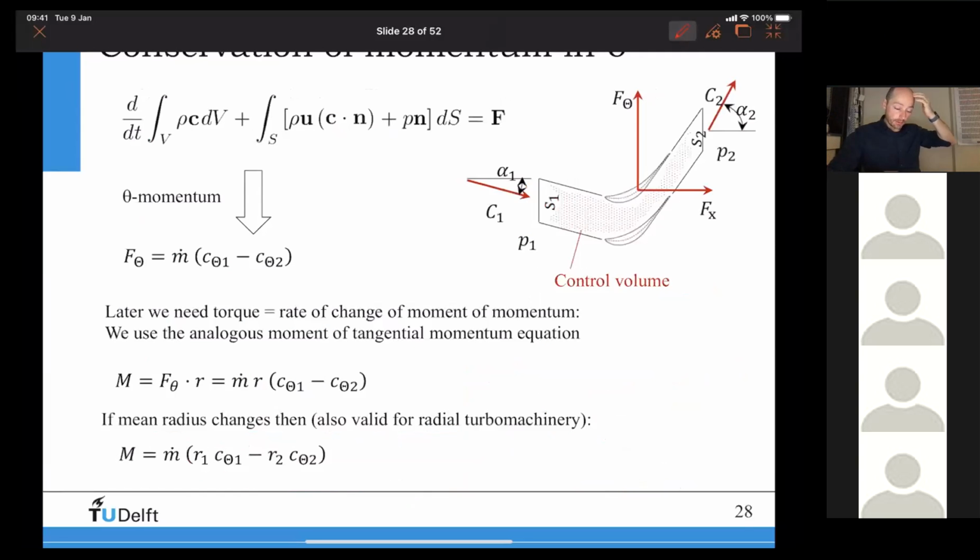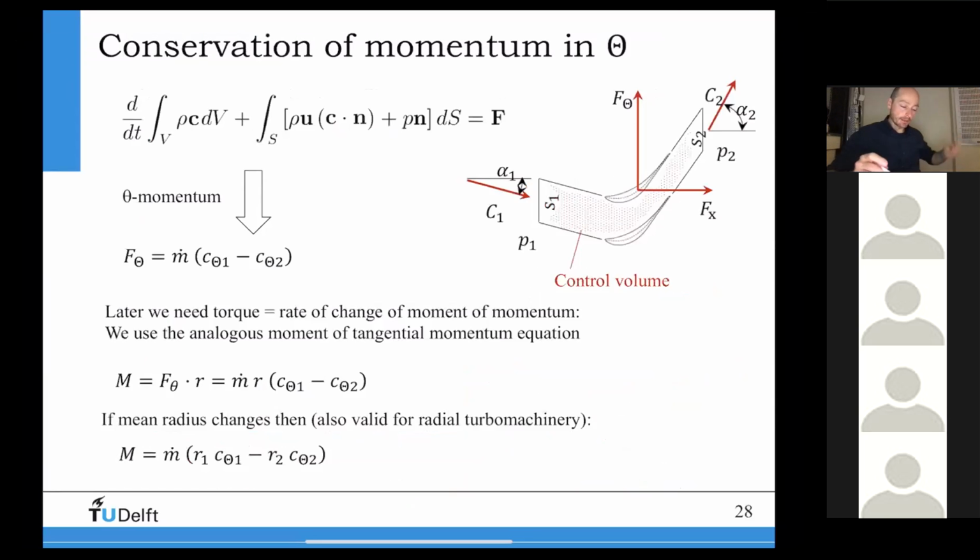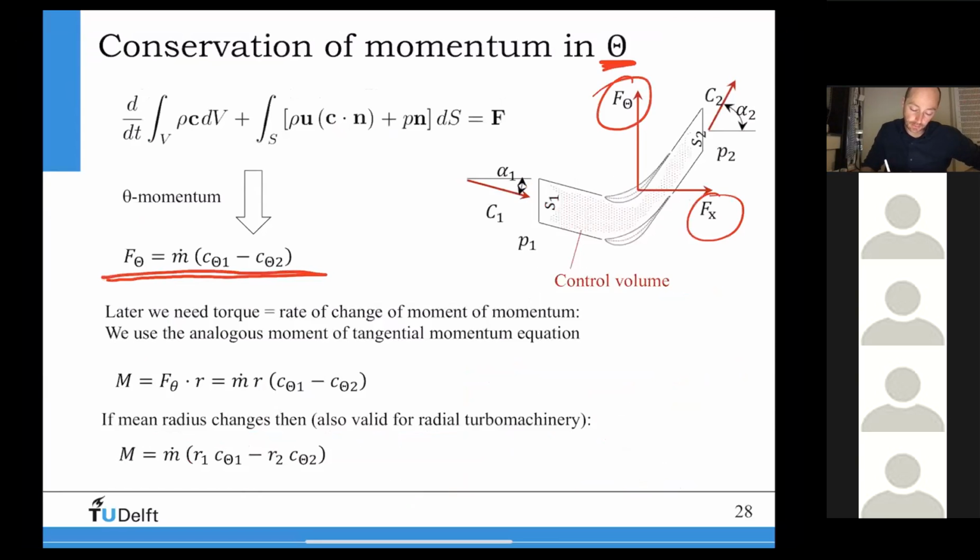But you can also do the following. So now we have done the momentum conservation in x direction, but we can also do it in theta direction. If we do this in theta direction, we get an equation that looks like that. This is now the tangential force, F theta. We have talked about Fx before, now we get F theta. And F theta is nothing else than the mass flow multiplied by C theta 1 minus C theta 2. And C theta 1 is which one? Is this component.